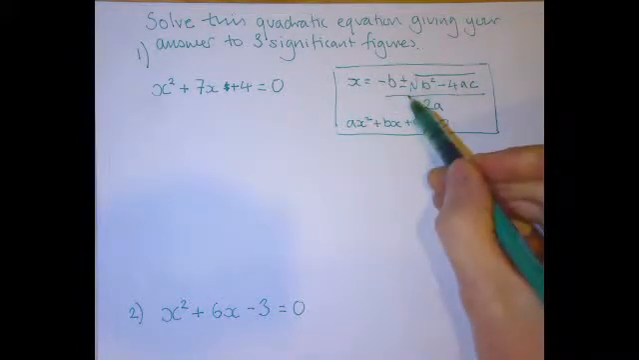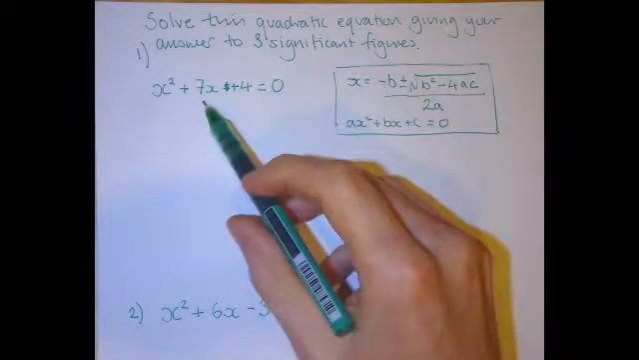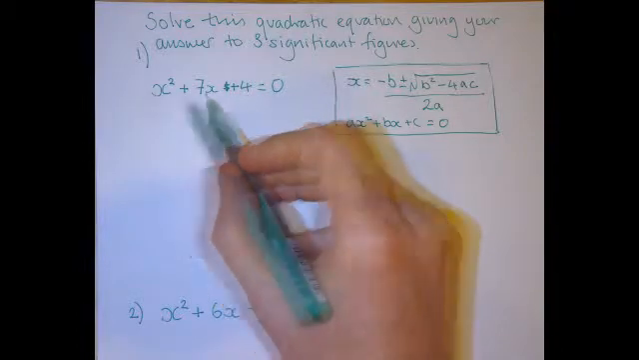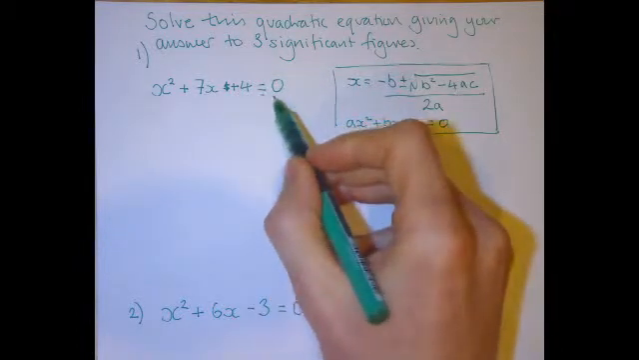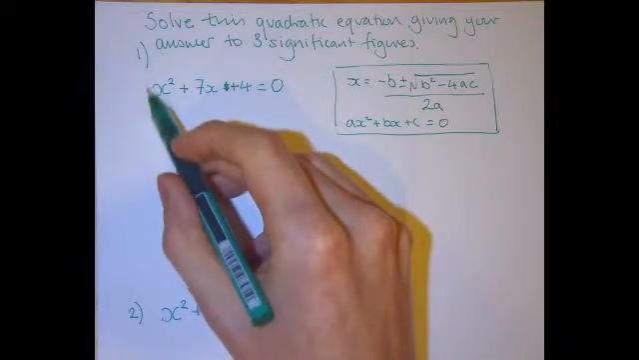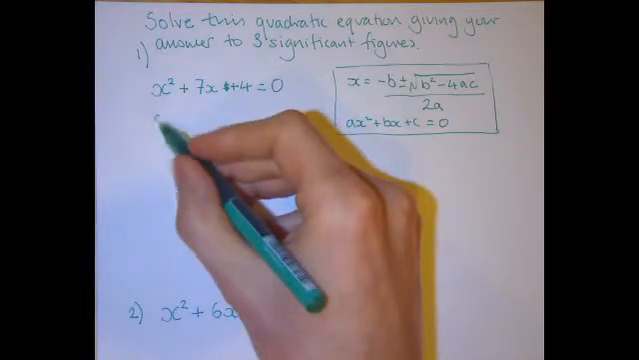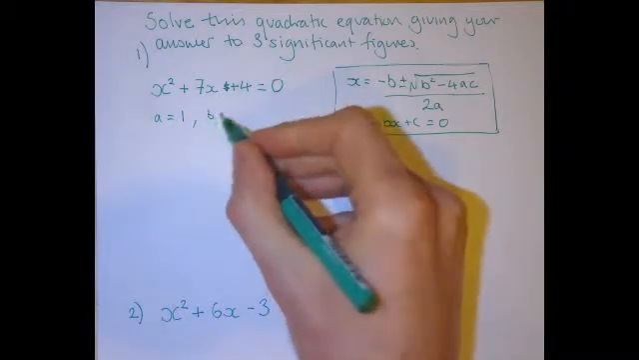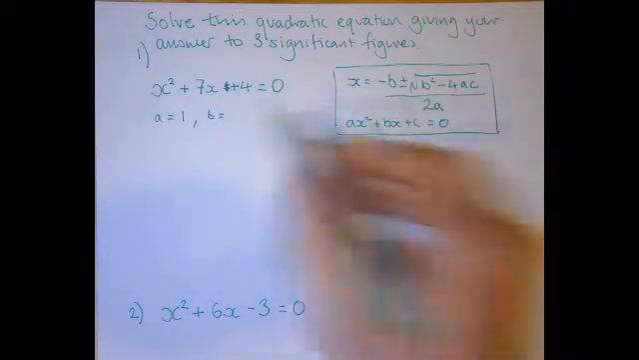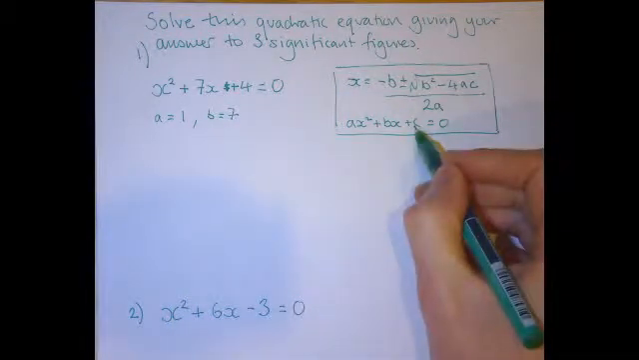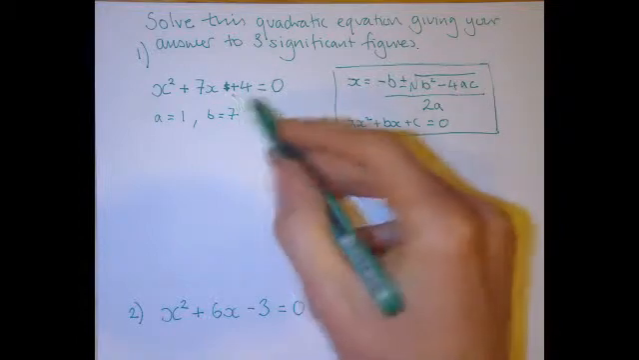Now I've got that bit of information there, I can apply it to my particular question. So in this question, x squared plus 7x plus 4 equals 0. The number in front of the x squared is 1. It's not there, but it is a 1. So a equals 1. b is equal to the number from the x term, so in this case 7, and c is the constant on the end, in this case 4.